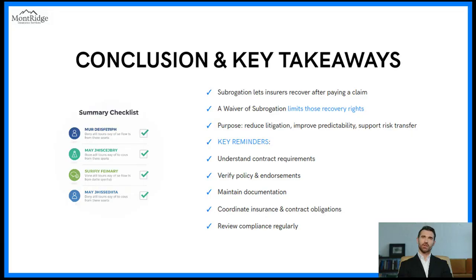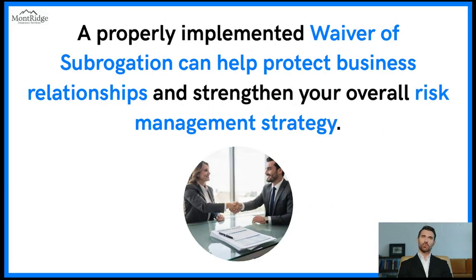Conclusion and key takeaways. Subrogation lets insurers recover after paying a claim. A waiver of subrogation limits those recovery rights. Purpose: reduce litigation, improve predictability, and support risk transfer. Key reminders: understand contract requirements, verify policy and endorsements, maintain documentation, coordinate insurance and contract obligations, and review compliance regularly. A properly implemented waiver of subrogation can help protect business relationships and strengthen your overall risk management strategy.